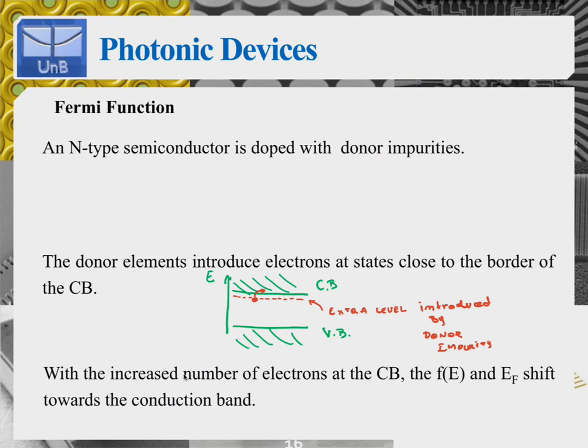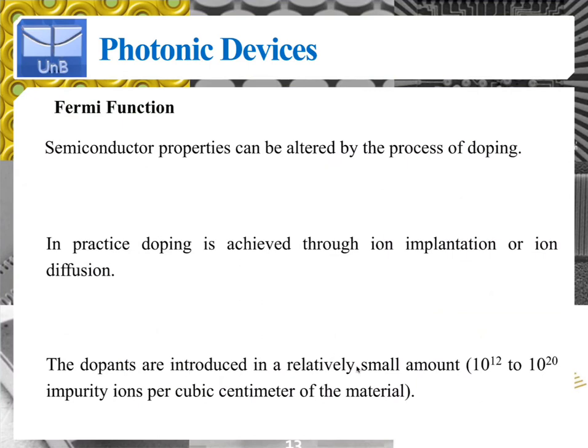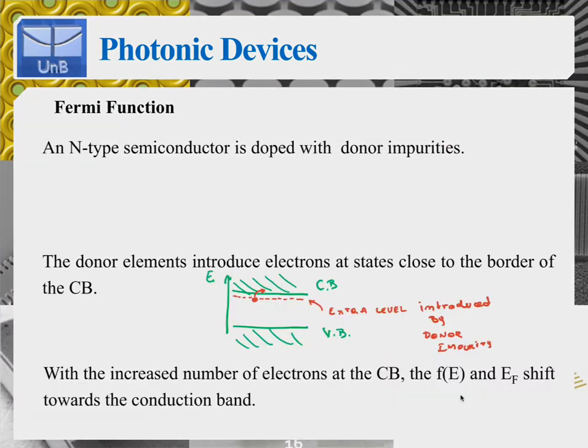So with the increased number of electrons at the conduction band, and this number is going to be exactly equal to the amount of donor impurities that you have doped the material with, so 10 to the 12th to 10 to the 20th electrons, what will happen is that the Fermi function and the Fermi level will shift toward the conduction band, okay? Because you have all of these extra electrons, so 10 to the 12th to 10 to the 20th electrons in the conduction band.